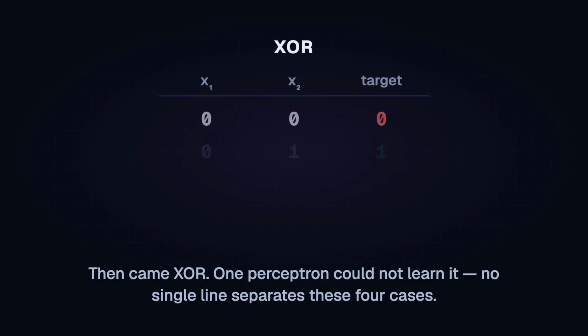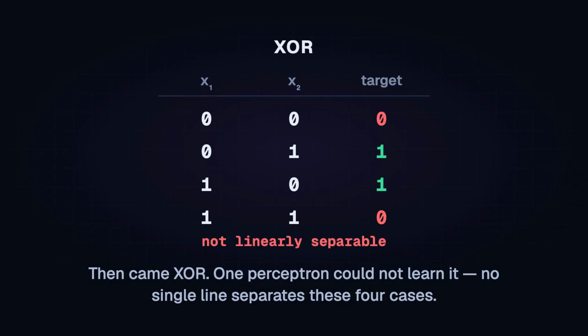Then came exclusive-or cases, and a single perceptron could not learn them because no straight line separates them. The idea was right. The machines were not yet ready.